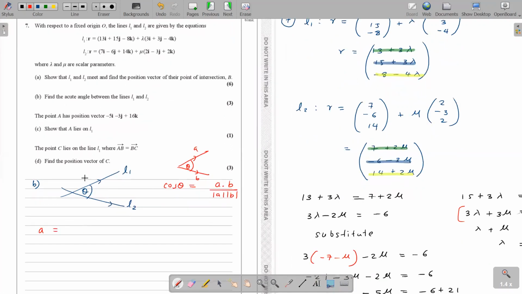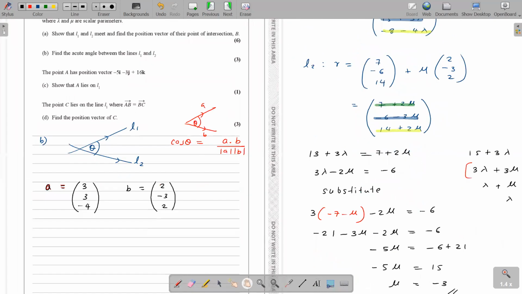So let's get here. A is going to be the direction vector of line 1, which is (3, 3, minus 4). And B is going to be (2, minus 3, 2). So A dot B will be (3, 3, minus 4) dot (2, minus 3, 2).